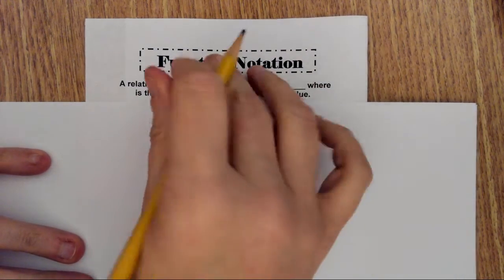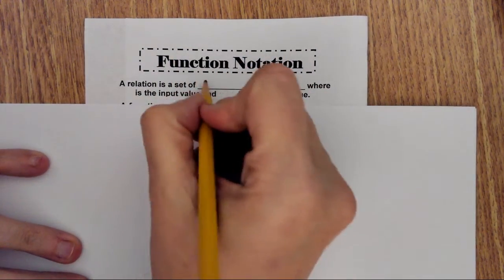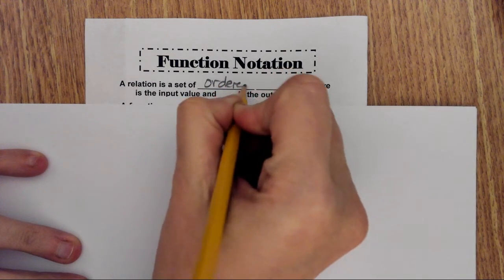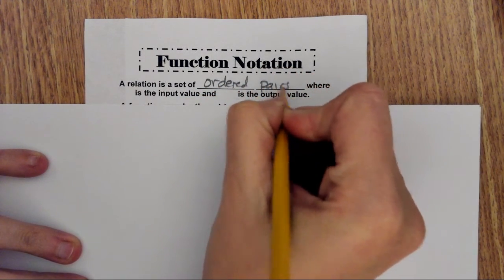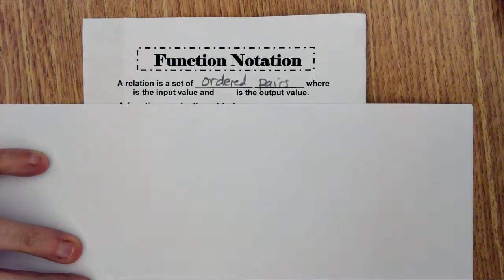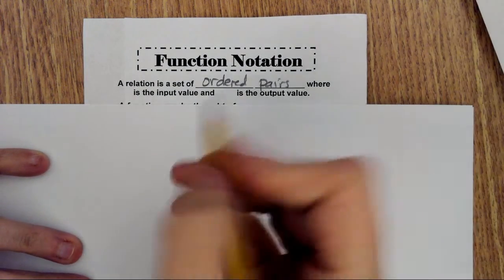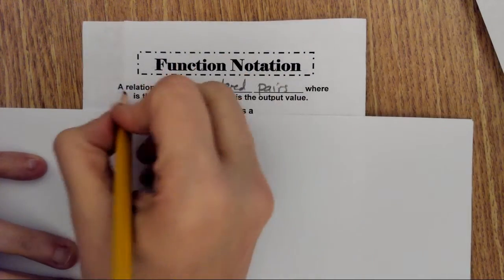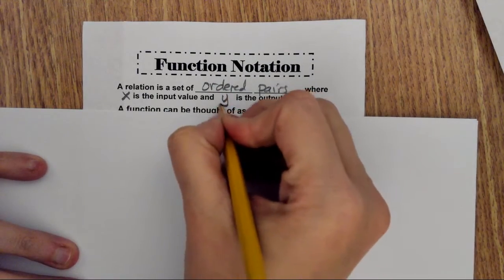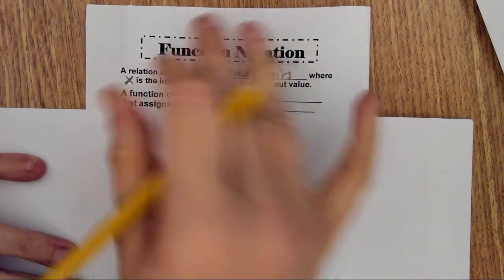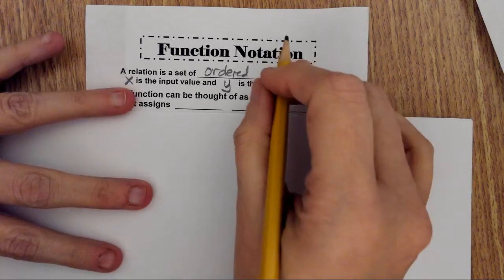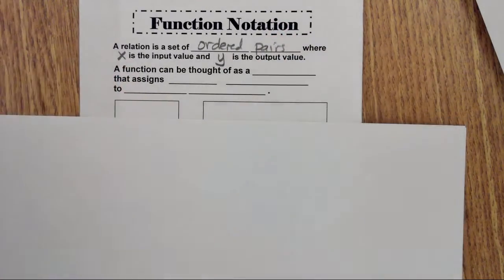A relation is a set of ordered pairs, where x is the input value and y is the output value. Okay, and actually for function notation, we'll talk about that in a minute.